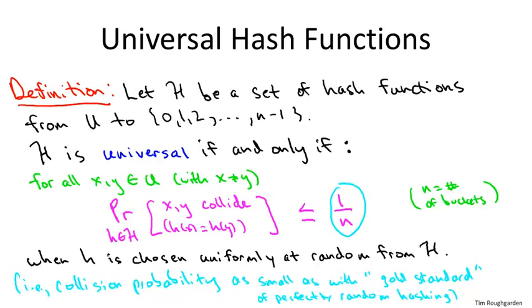And what it means for a family to be universal is that the probability that any given pair of items collides is as good, as small, as with the gold standard of completely perfect uniform random hashing. That is, for each pair x,y of distinct elements of the universe, so for example, for each distinct pair of IP addresses, the probability over the choice of the random hash function little h from the family script H is no more than 1 over n, where n is the number of buckets. So if you have 10,000 buckets, the probability that any given pair of IP addresses winds up getting mapped to the same bucket is at most 1 in 10,000.